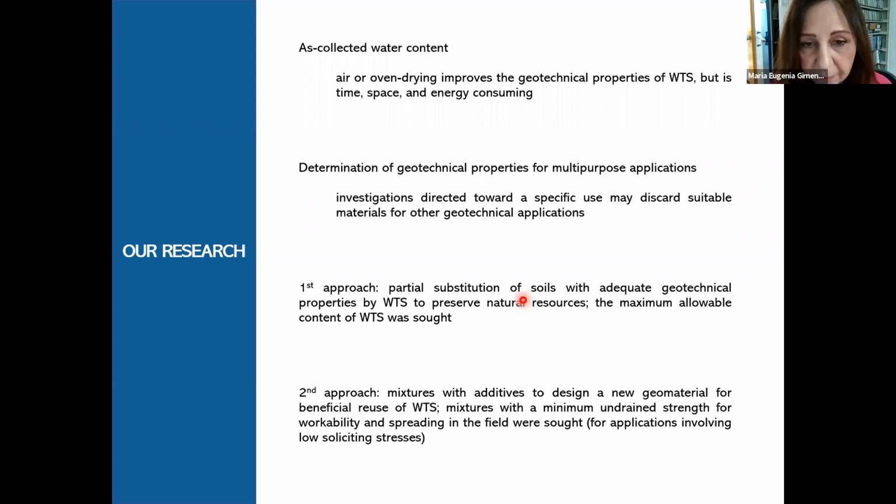The second approach was to mix WTS with additives to design a new geomaterial. So we searched for mixtures that would present a minimum undrained shear strength based on workability and spreading in the field, that is, a workable material for applications involving low soliciting stresses. In the future, we want to go deeper in chemistry and try to design a new geomaterial for multipurpose applications. But for now, we are searching for low soliciting stresses.